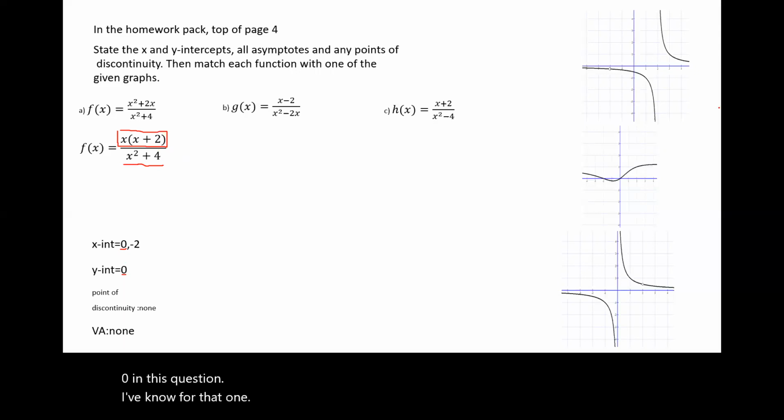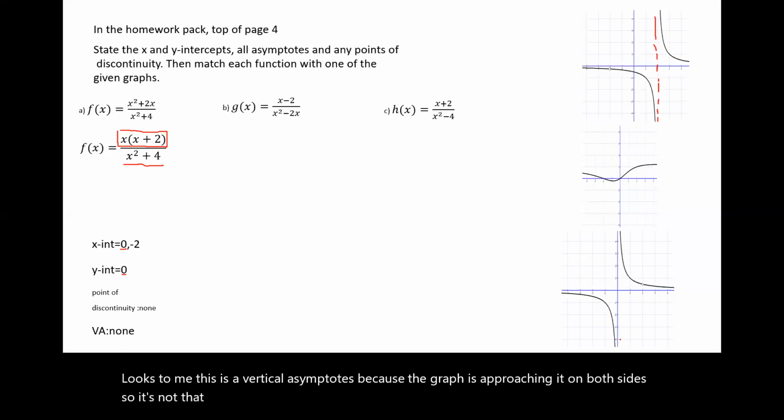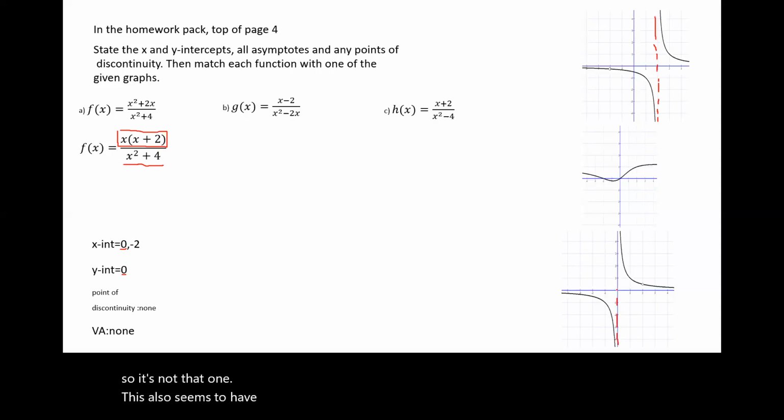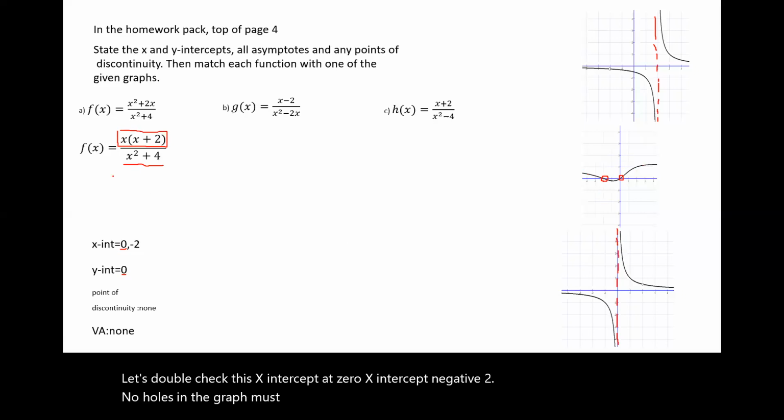So now let's match the graph. Looks to me like this is a vertical asymptote because the graph is approaching it on both sides. So it's not that one. This also seems to have a vertical asymptote. So it's not that one. Well, that should make this pretty straightforward. Let's double check this. X-intercept at 0, x-intercept at -2. No holes in the graph. Must be this one. So the first one, this must be A.